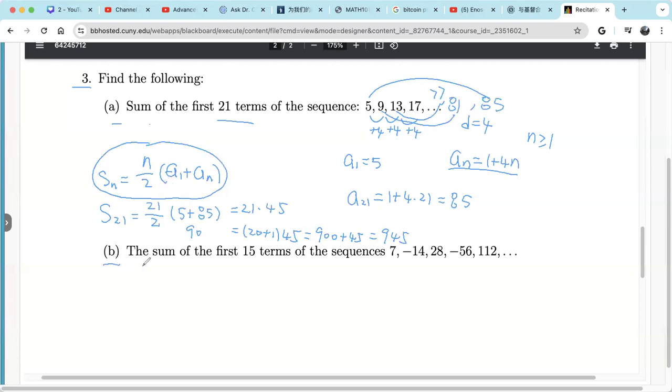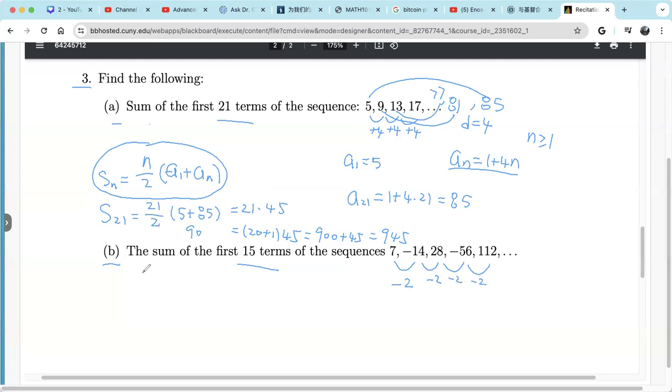All right, let's see B. The sum of the first 15 terms of such a sequence, an alternating sequence. So 7 to -14, -14 to 28, 28 to -56. Each time we multiply by a negative number, negative what? -2, right? -2 times 7 is -14. -2 times -14 is positive 28. -2 times 28 is -56. -56 times -2 is 112.